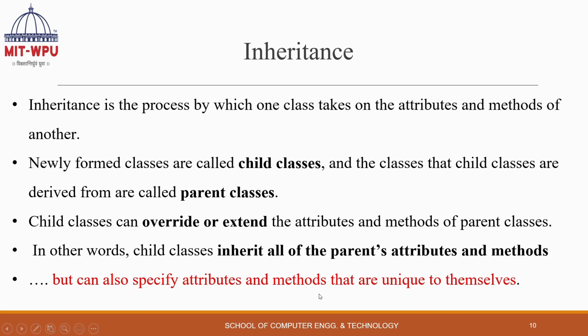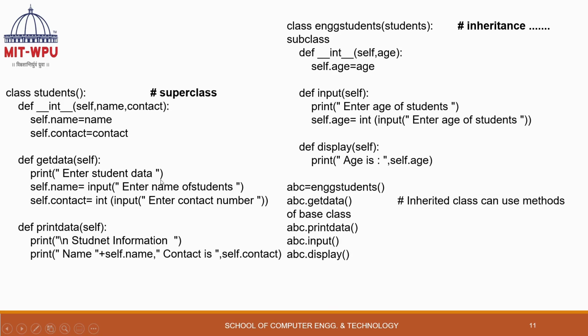So now study the next important topic, which is inheritance. Inheritance is the process by which one class takes on attributes and methods of another. Newly formed classes are called child classes, and the classes that child classes are derived from are called parent classes. Child classes can override or extend the attributes and methods of the parent class. This means that child classes have access to all the methods and fields of the parent class. Child classes inherit all of the parent's attributes, but they can also specify attributes and methods that are unique to themselves.